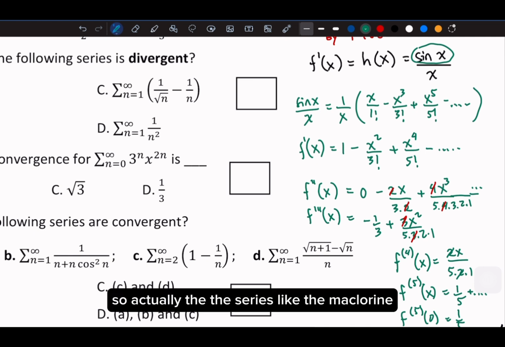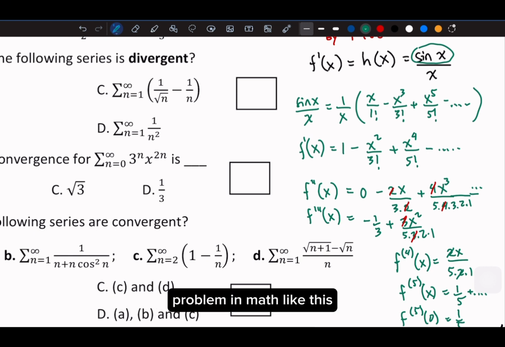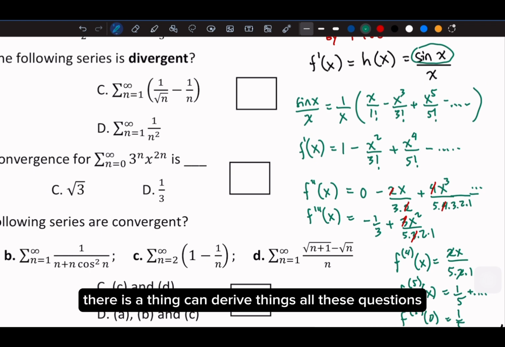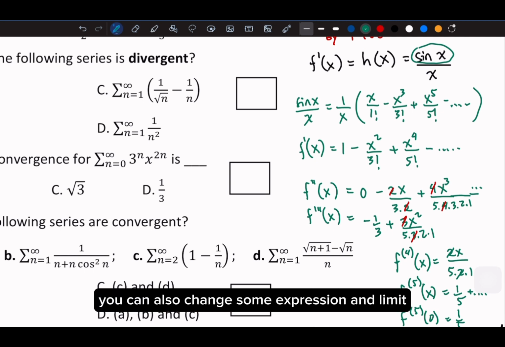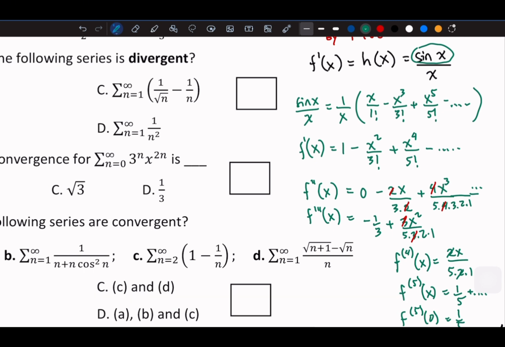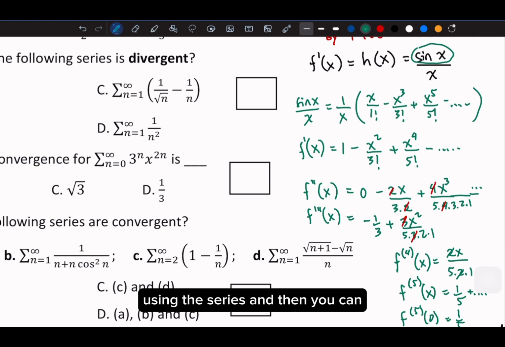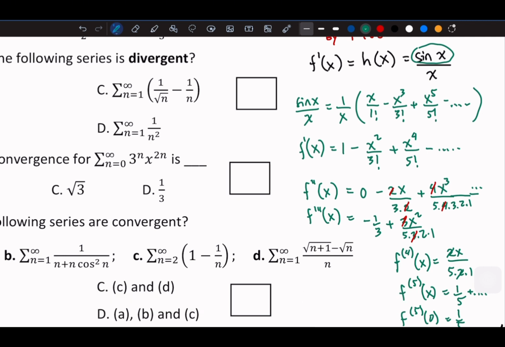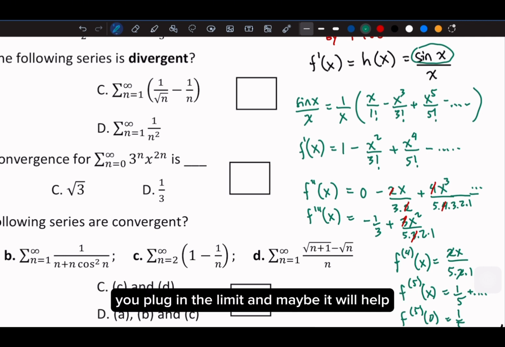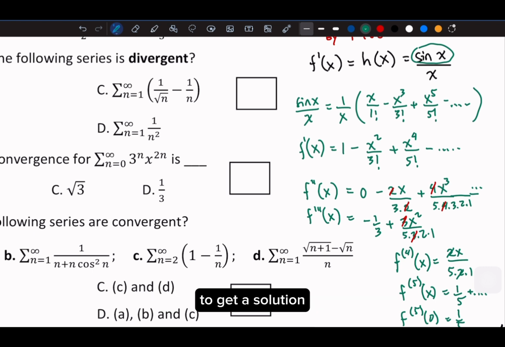So actually the series, like the Maclaurin, is actually quite helpful to solve some problems in math. Like this derivative, you can derive all the expressions, or if you have a limit, you can also change some expression in the limit using the series, and then at the end, after you solve or simplify the equations, you plug in the limit, and maybe it will help to get a solution.